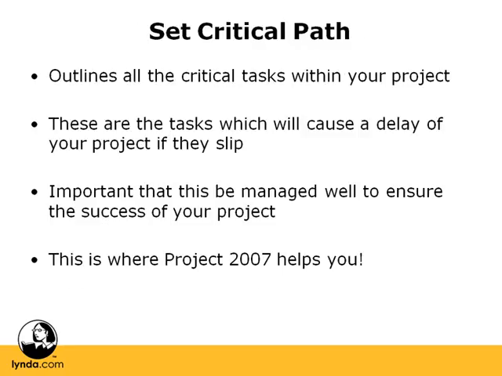There will be certain tasks in your project plan that are critical to the success of your project, and these are your critical tasks. If you miss the deadlines on these ones, your project overall deadline will slip. You will identify these tasks into what we call a critical path. It's important to manage this critical path well to ensure the success of your project. This is where you're going to see the real power of Project 2007 when we go to look at determining your critical path within the project.